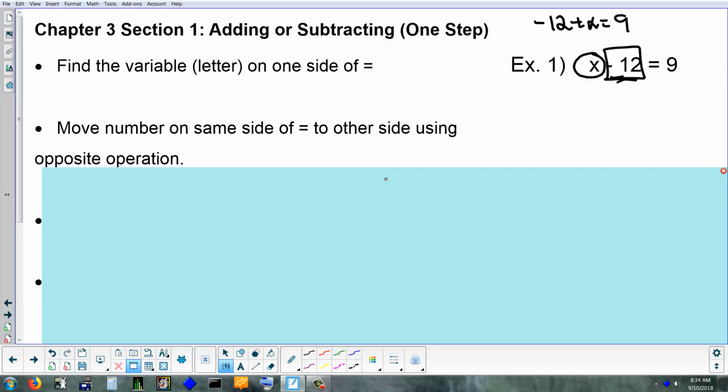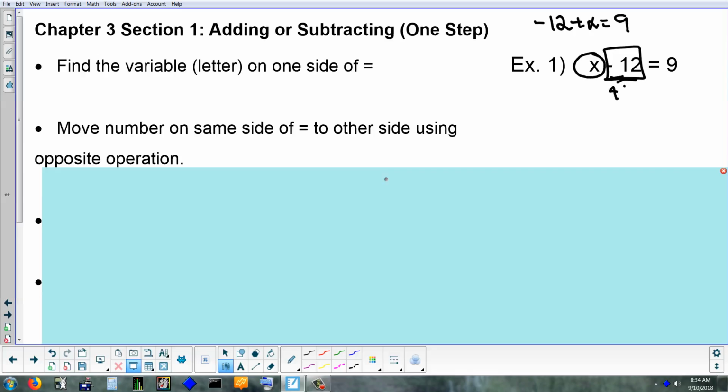For this, we're going to move whatever number's on that side with the variable. We want to get it to the other side. We already know the number on the same side as the variable is negative 12. So to move that based on the directions, what am I going to do? I want to use the opposite operation. So it's minus, I'm just going to add 12.